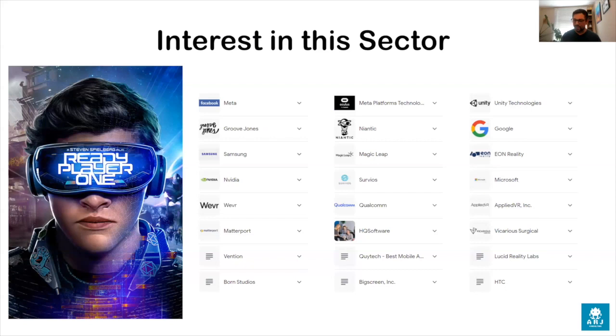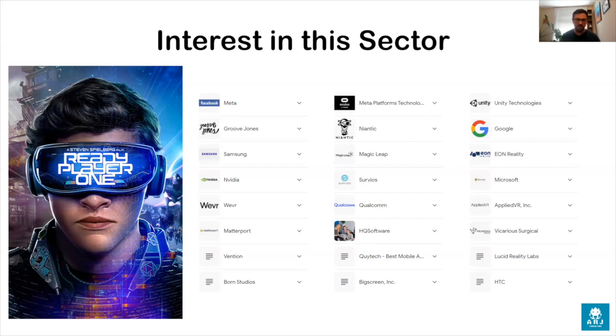There's a massive interest in this sector. And for those of you who have not understood or seen certain aspects of virtual reality, there was a Steven Spielberg film, Ready Player One, brought out a number of years ago, where this idea of plugging into a world that we could all interact with one another was brought to light. As we say, they're not quite there, but there's massive interest in this sector.